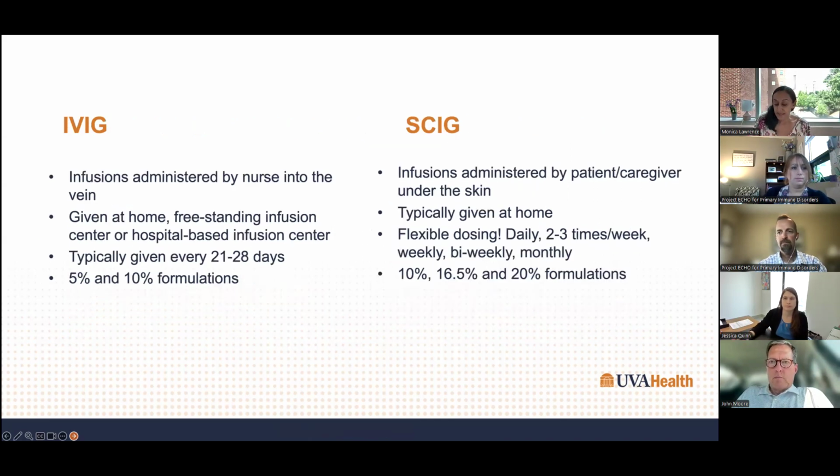In terms of how it's given, it can be given intravenously once a month. Usually that's at a hospital, but lately it can also be given at home. Or there's sub-Q, which is given by the patient or their family member at home, which allows a little bit more flexibility for dosing. So they don't have to take time off work. They don't have to worry about if they're on vacation. They don't have to worry about bad weather.